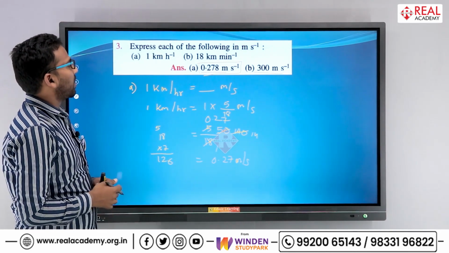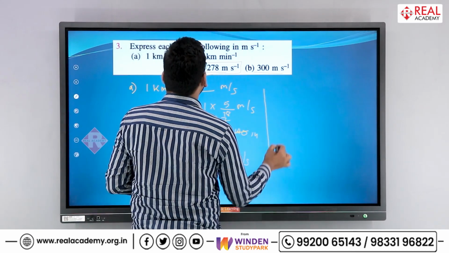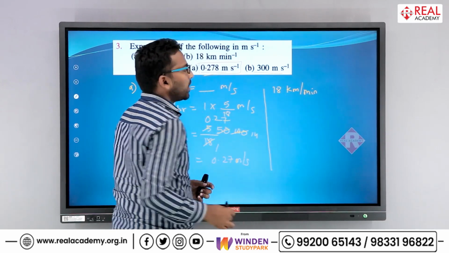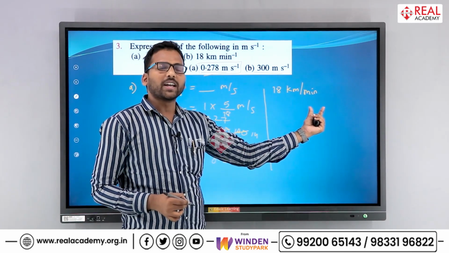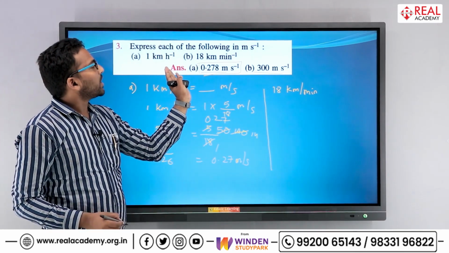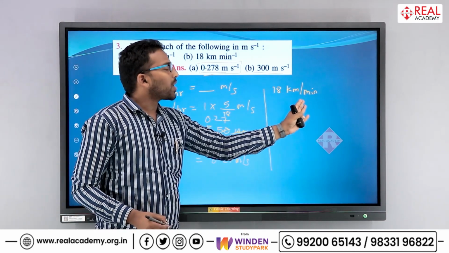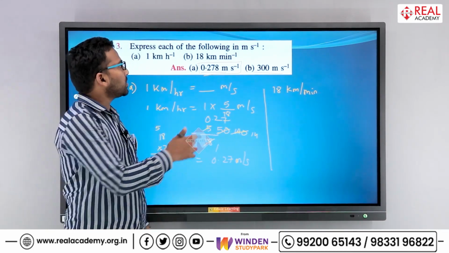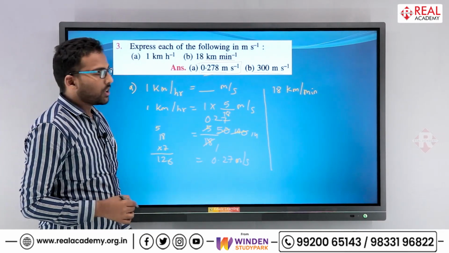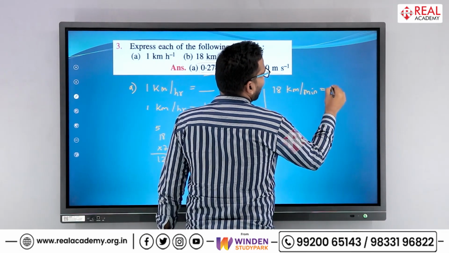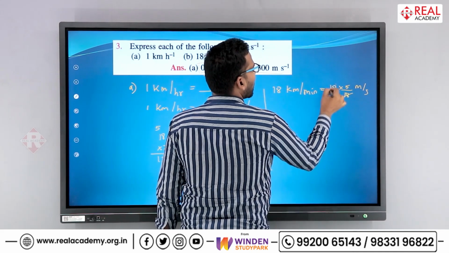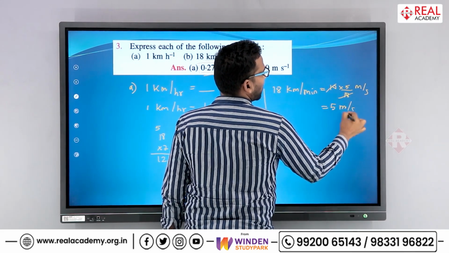What about the next term they have asked? They have given one more question: 18 kilometer per minute. Here the value is given as 18 kilometer per minute and we need to convert it to meter per second. So here you can't take 5 by 18, because the data given is in kilometer per minute. If I take 18 into 5 by 18 meter per second, 18 will get cancelled, and the answer is 5 meter per second.